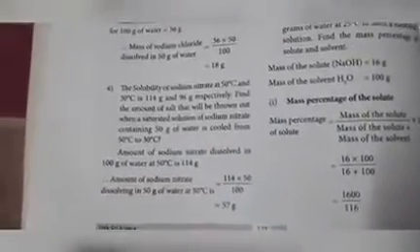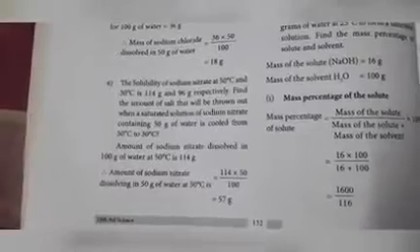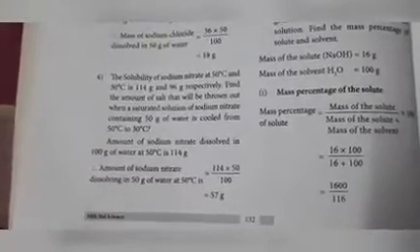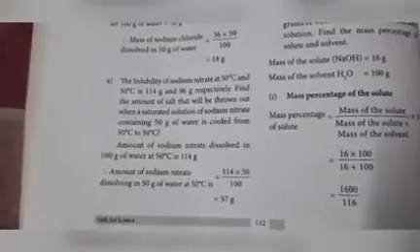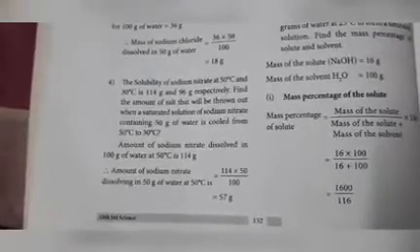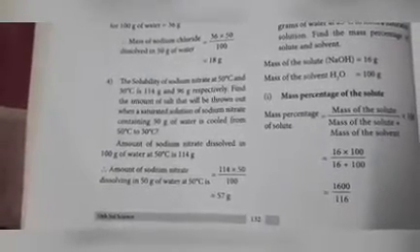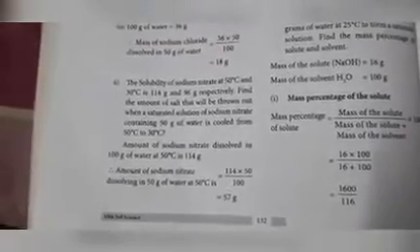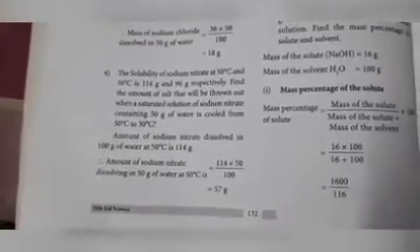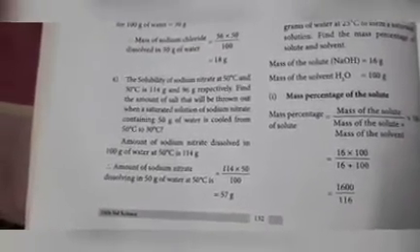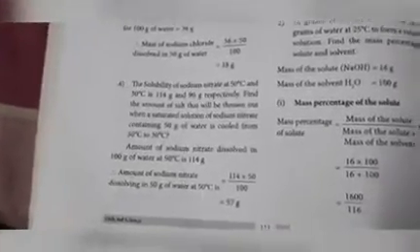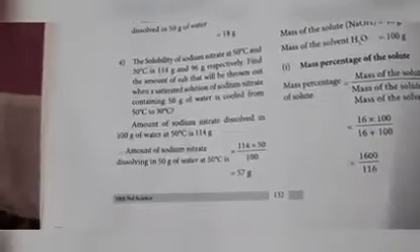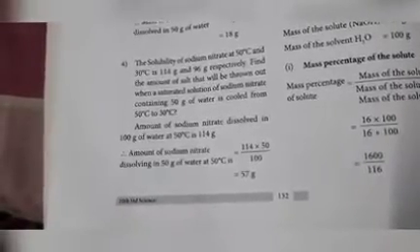Fourth problem. This is also the same type only, but slight changes are there. Solubility of sodium nitrate, here also solubility is given. In the second problem they gave the solubility of potassium chloride. In the third problem they gave the solubility of sodium chloride. So only the compound name changed. Like that in this problem also they gave the solubility, but they gave the solubility of sodium nitrate. Only the compound name changed.